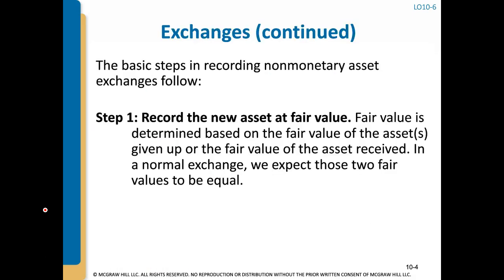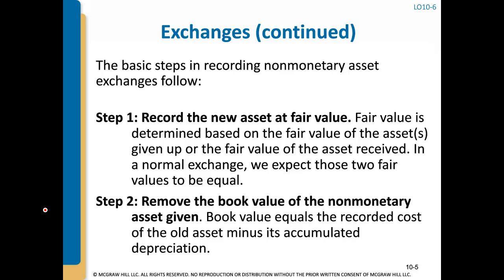There are 4 steps to follow when you record a non-monetary asset exchange. First step is you record the new asset at its fair value, and that fair value is determined based either on the fair value of the asset given up or the fair value of the asset received. Usually in an exchange, we expect those two values to be equal. Next step is you're going to remove the book value of the non-monetary asset given, meaning the one you're giving up. And the book value means its cost minus its accumulated depreciation.